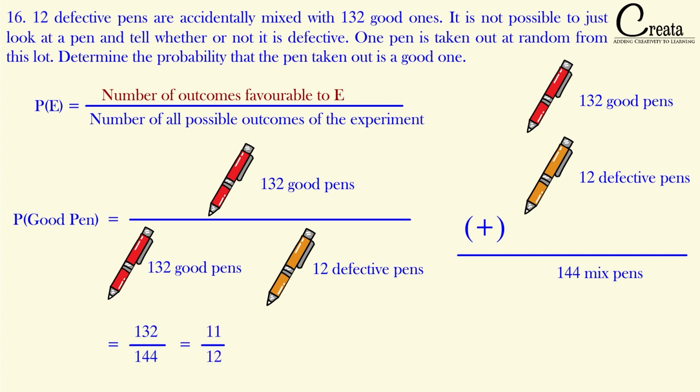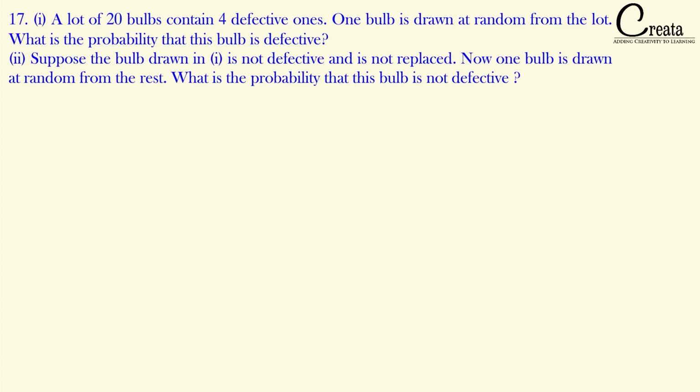Let's move to the next question, question number 17. A lot of 20 bulbs contains 4 defective ones. One bulb is drawn at random from the lot. What is the probability that the bulb is defective? So let's solve the first case, then we will move to the second case.